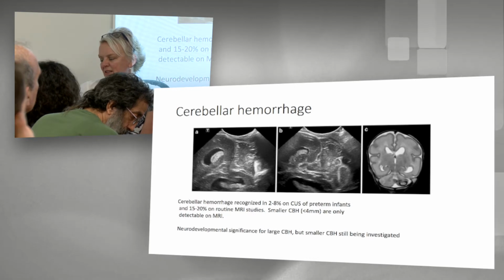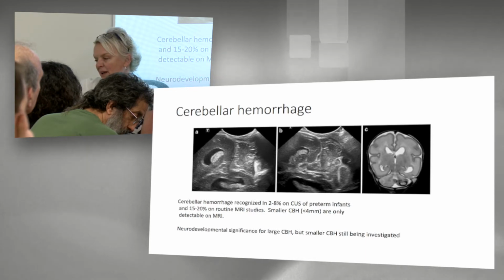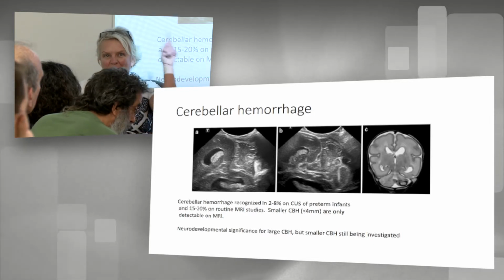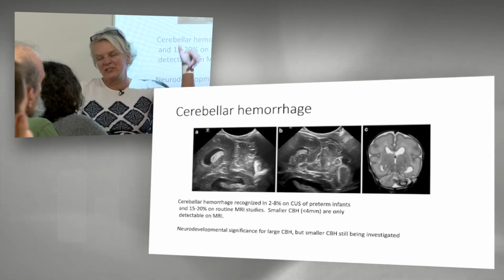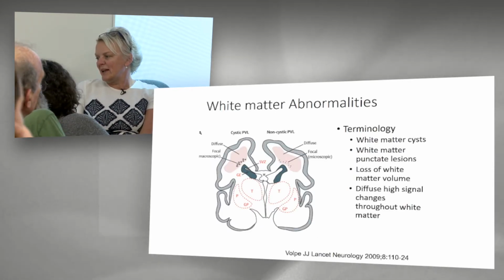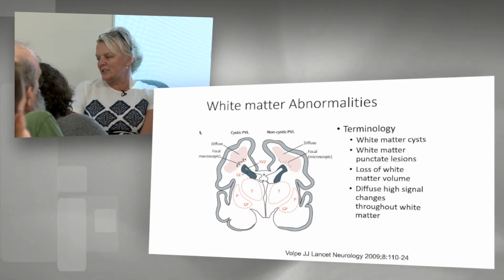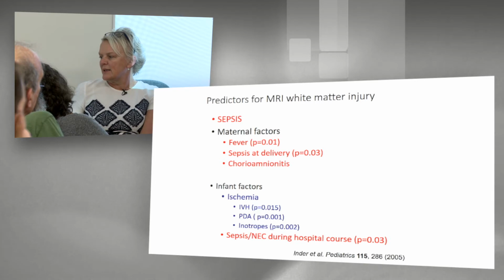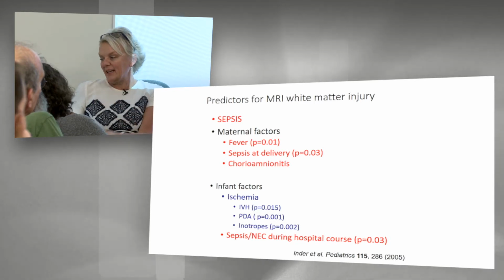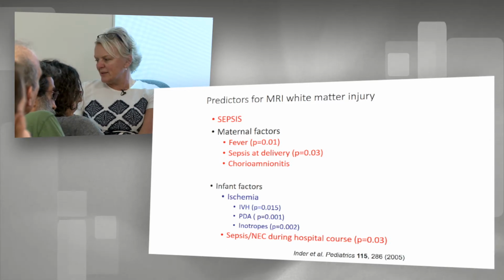And it seems that the smaller cerebellar hemorrhages are the ones that are missed on ultrasound and probably are important. But we're still investigating that. And it may be the smallest babies have the highest risk, both for high-grade IVH and for cerebellar hemorrhage. White matter lesions, you're all familiar, cystic and diffuse, diffuse being either these focal punctate lesions or loss of white matter. The risk factors, particularly ischemia and inflammation, that of maternal or infant sepsis.